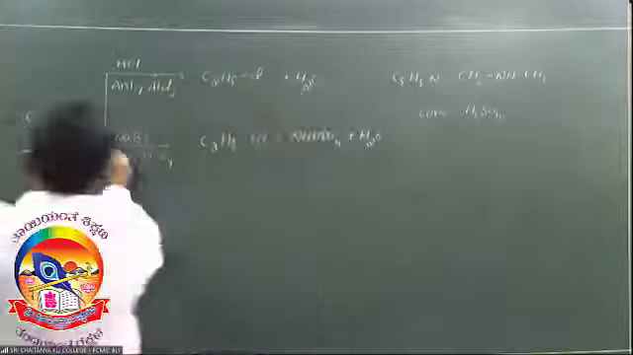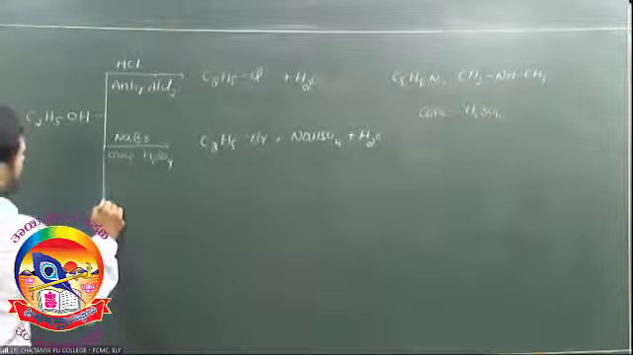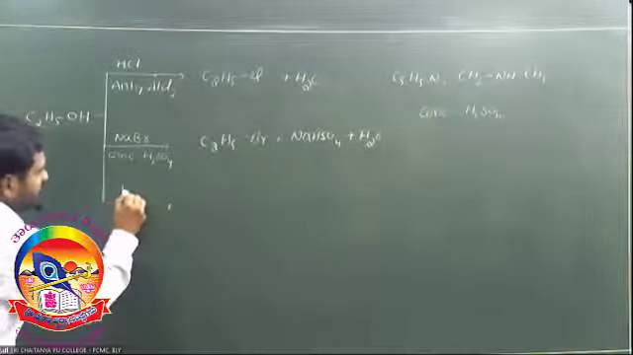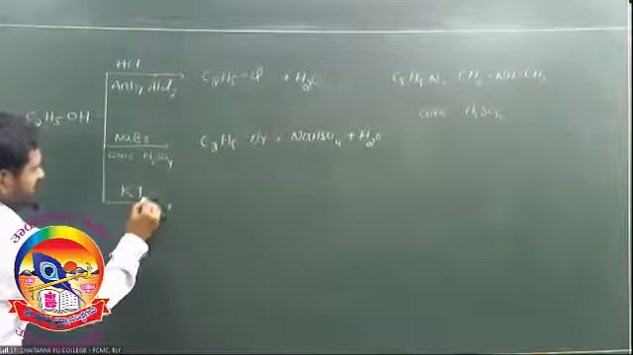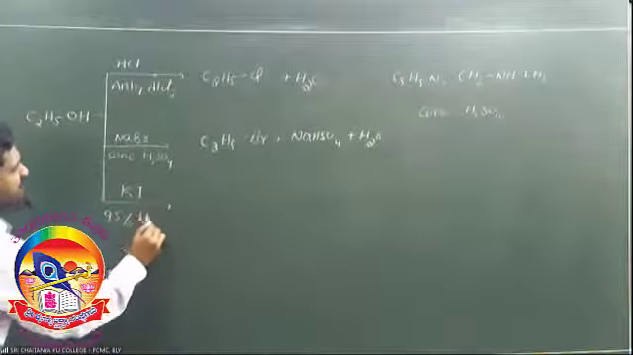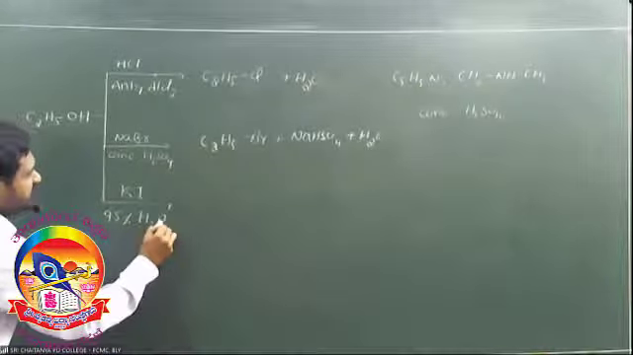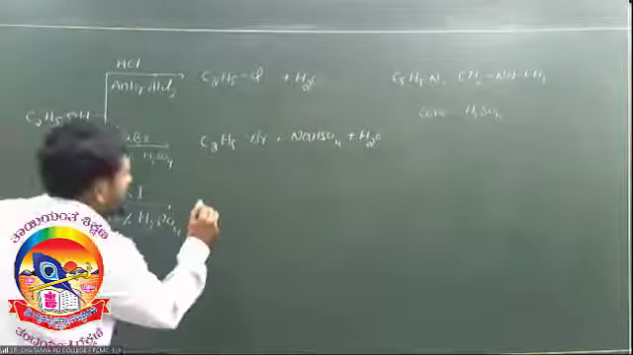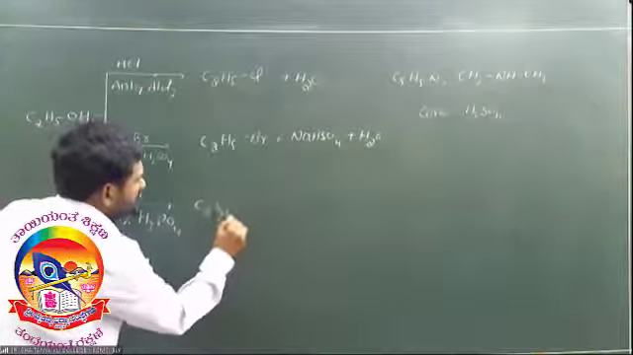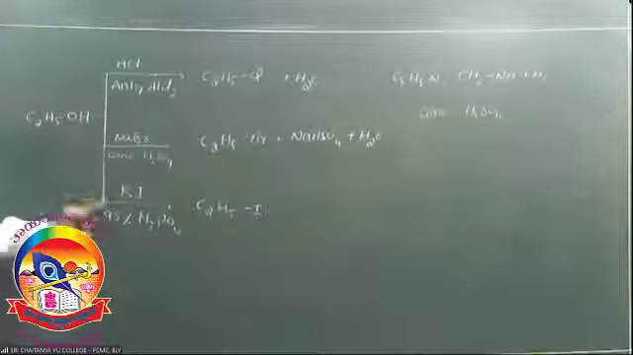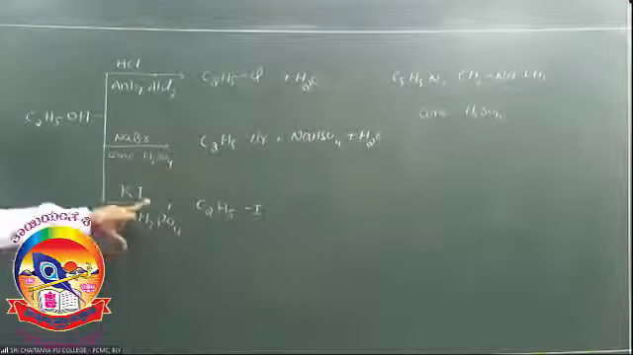Next, to prepare iodides, ethyl iodide: ethyl alcohol is treated with potassium iodide in the presence of phosphoric acid. In this reaction we cannot use sulfuric acid. We use 95% phosphoric acid, and it gives ethyl iodide, C2H5I.